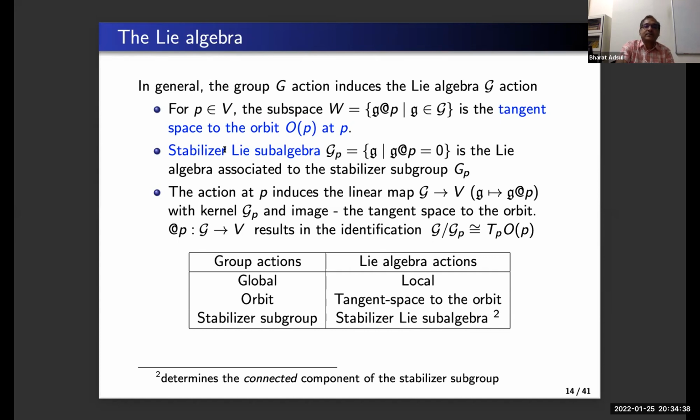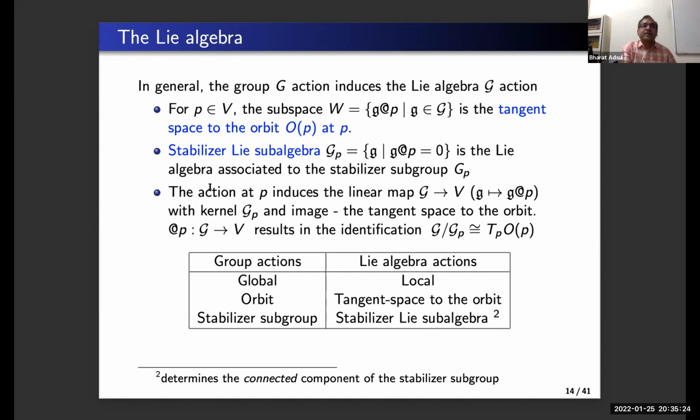So there is also a notion of a stabilizer Lie subalgebra. Given this point P, you look at all those Lie algebra elements which kill P, which produce the zero vector field at P. Look at all those Lie algebra elements whose vector field produced at P is zero. This is a Lie subalgebra of the full Lie algebra. And it is in fact the Lie algebra associated to the stabilizer subgroup. The stabilizer subgroup is also a linear algebraic group. It's a closed subgroup, and this is the Lie algebra associated to that.